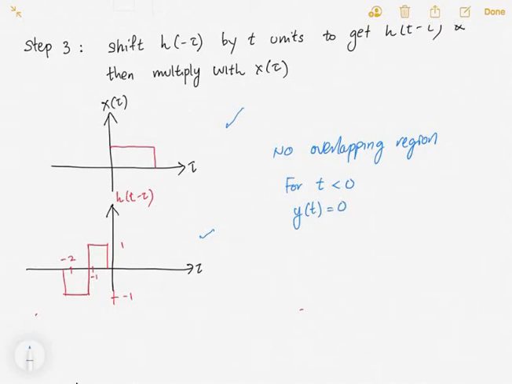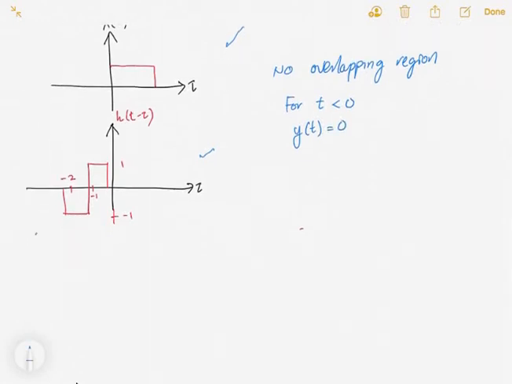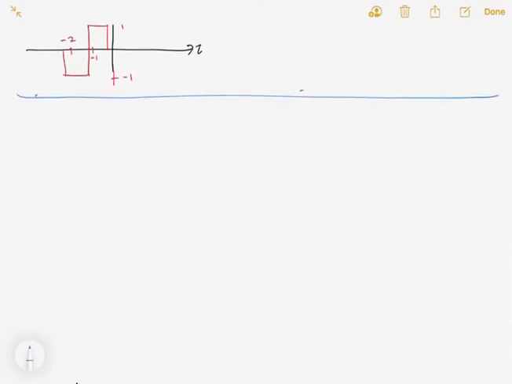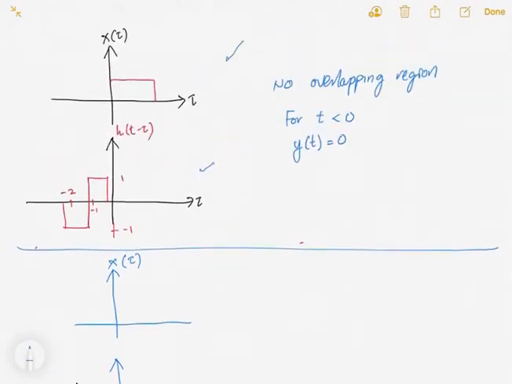You need to find the overlapping region. Now, next. You draw again the x(tau), and then you shift. Just now was for t less than 0, which means the first one will be the t here, and this is 0. So for t less than 0, there's no overlapping.